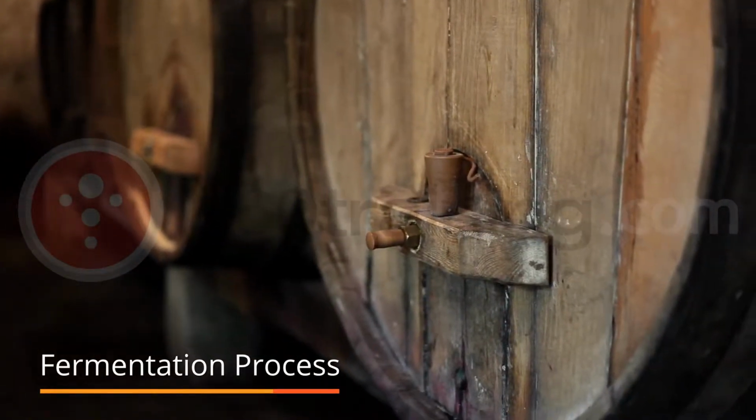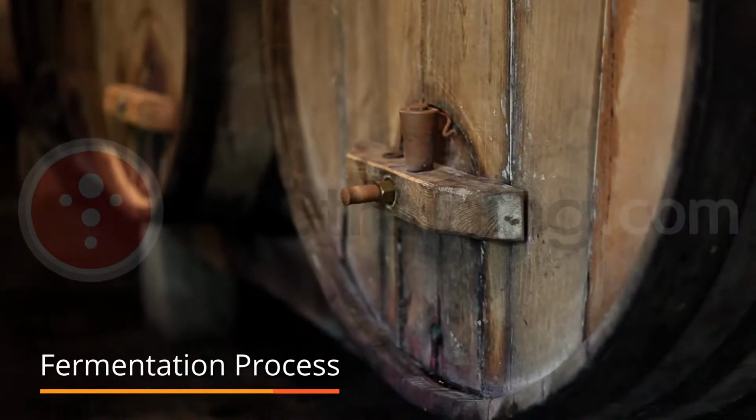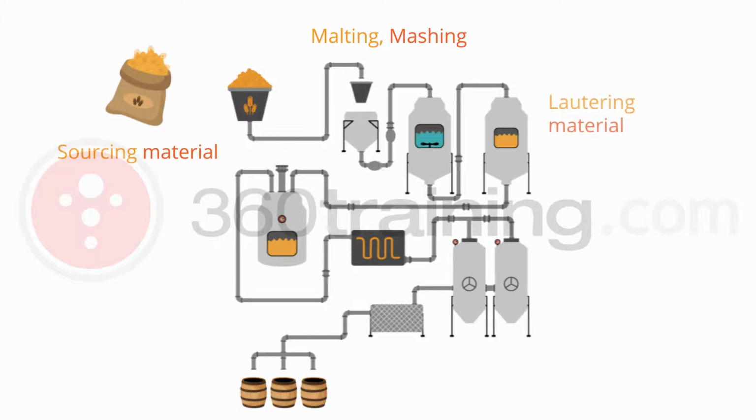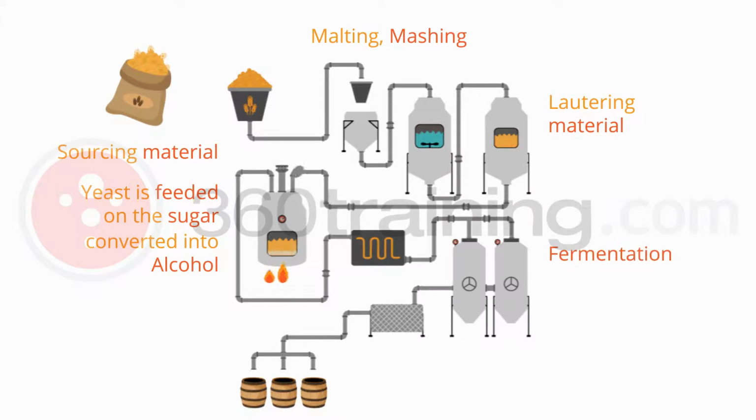Fermentation process. The fermentation process for beer includes sourcing material, malting, mashing, and lautering the material, and allowing yeast to feed on the sugar and to convert into alcohol. After fermentation, brewers have a series of additional options to decide on.